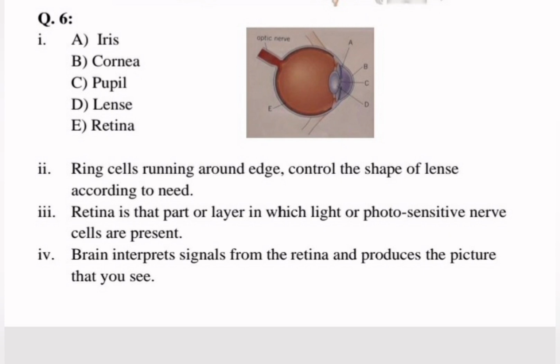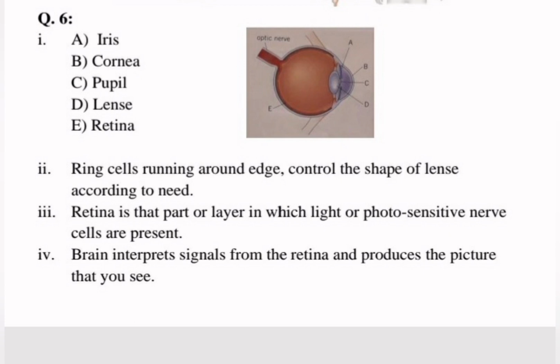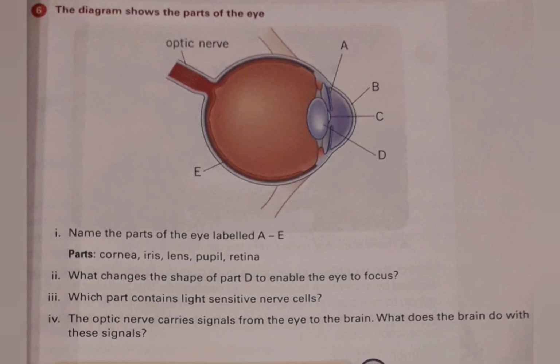The second question is: what changes the shape of the part D to enable the eye to focus? The answer of the question is: a ring muscle running around the edge that controls the shape of the lens according to the need. Number 3 is: which part contains light sensitive nerve cells?